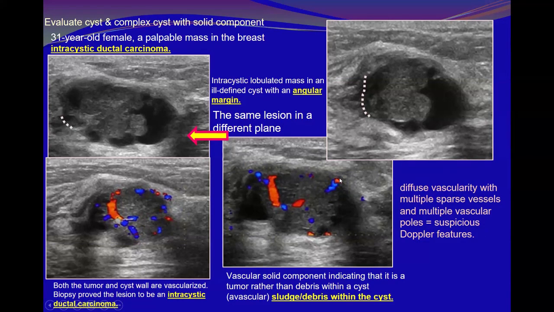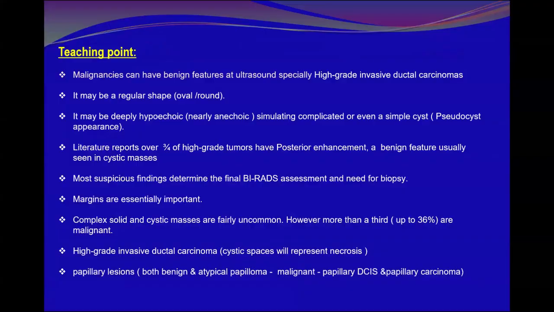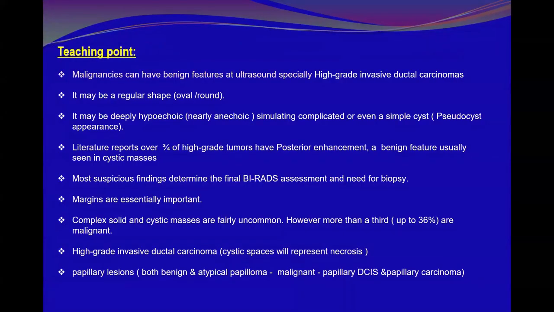So one supportive suspicious feature from the Doppler study is that the vascularity is not unipolar. Here I have multiple multipolar feeding vessels, which is a suspicious Doppler feature. So the teaching point here: malignancies can have benign features at ultrasound, especially high-grade invasive ductal carcinoma.